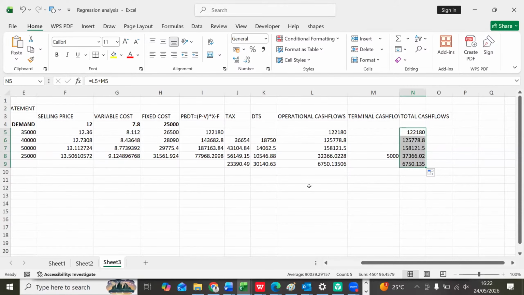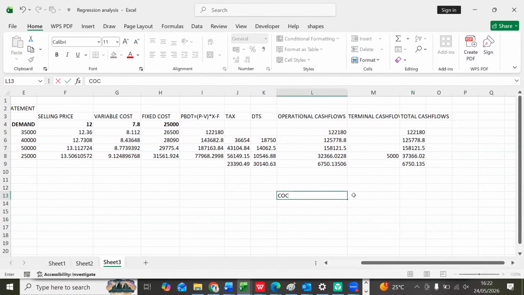Now, ladies and gentlemen, have they given me the cost of capital that I'm supposed to use for purpose of discounting? It is the one that we computed together and got 11%. Remember our WACC, the weighted average cost of capital, was 11%.